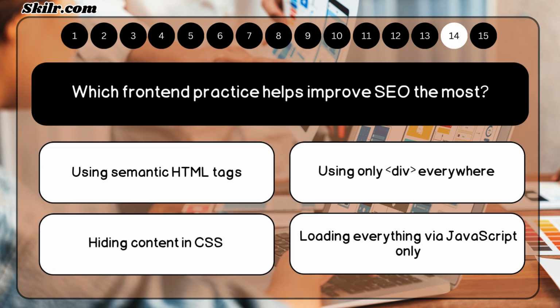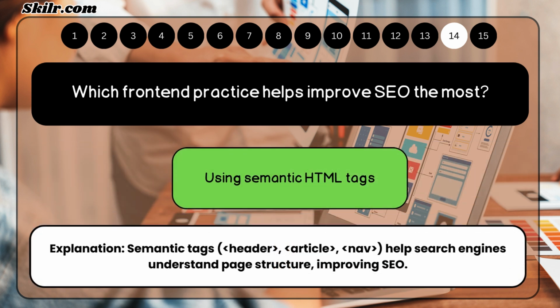Question 14. Which front-end practice helps improve SEO the most? The correct answer is using semantic HTML tags. As semantic tags, header, article, and div help search engines understand page structure, improving SEO.